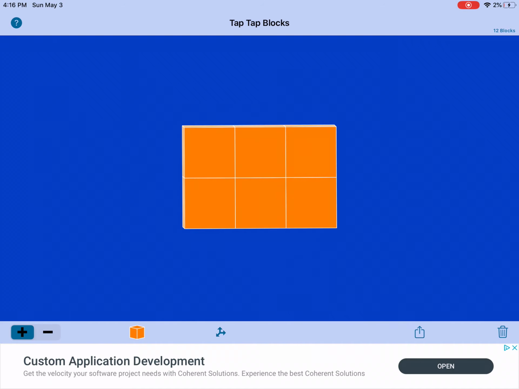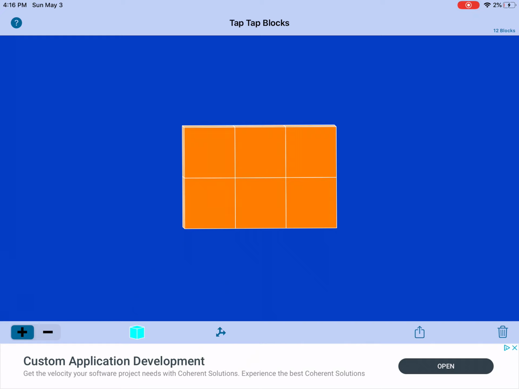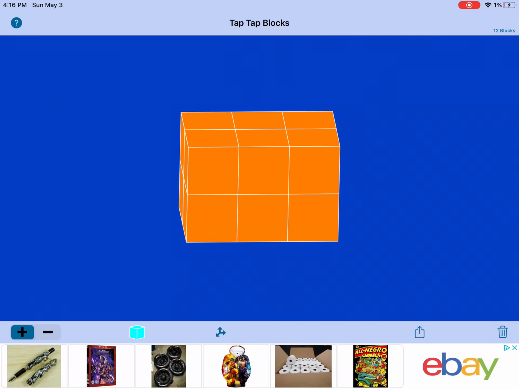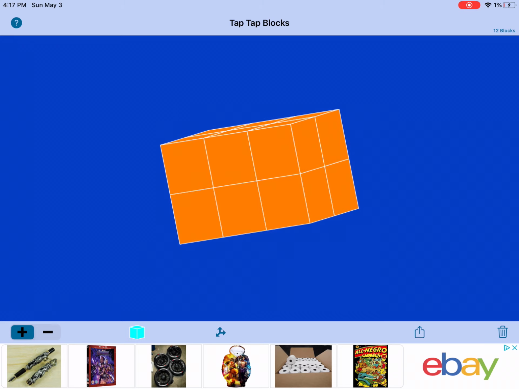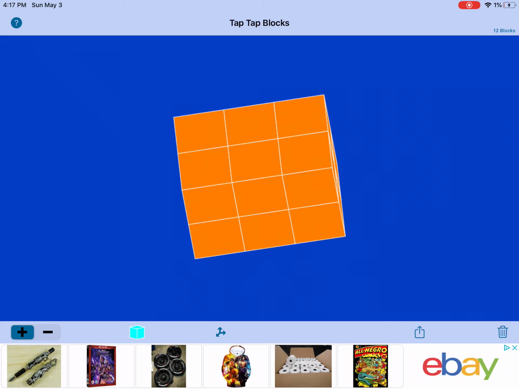Now we're going to use a different color cube, and I'm going to choose teal. It is 2 centimeters long on every side. This is a 2 by 2 by 2. And I'm going to connect that to this. I can either add it on top or I can add it on my side here. I am going to add this one on top.